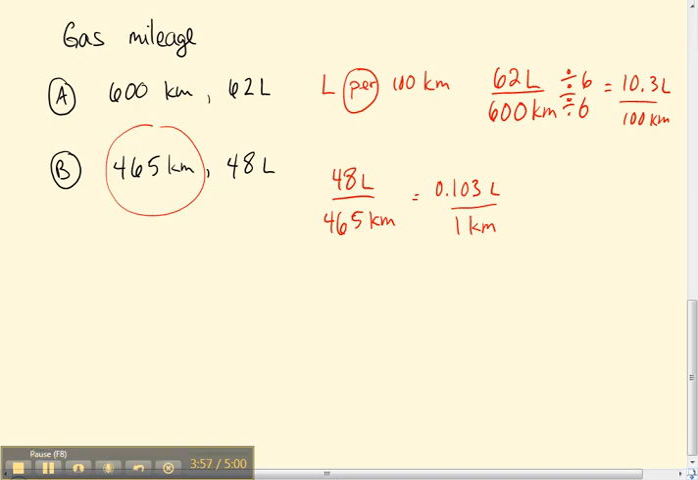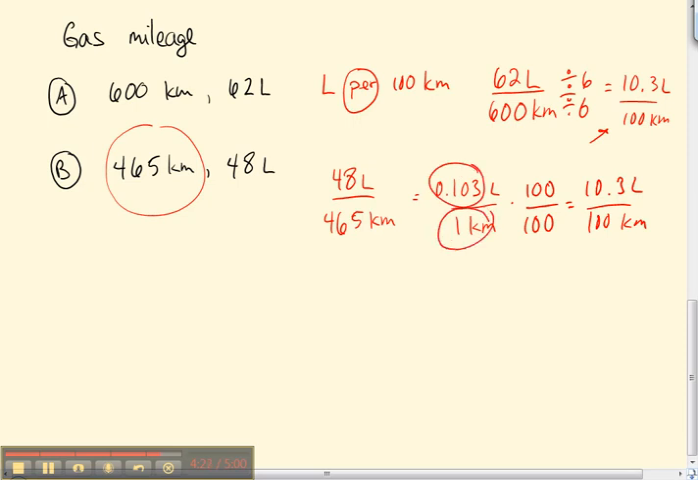That's the unit rate. But to get the rate the same as this one up here, I can just multiply the top and bottom by 100. Okay, that way the rate stays the same, right? So it's going to be 10.3 liters per 100 kilometers. Okay, I multiplied this by 100 and I multiplied that by 100. That's one way of doing it.